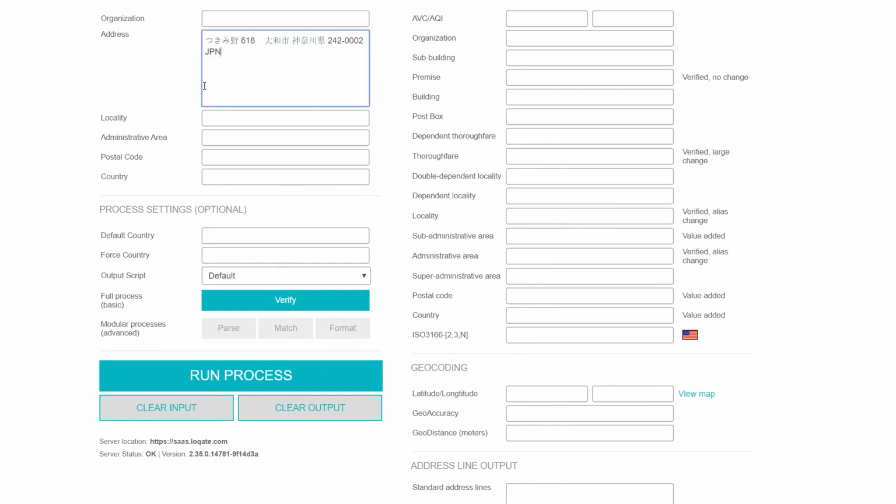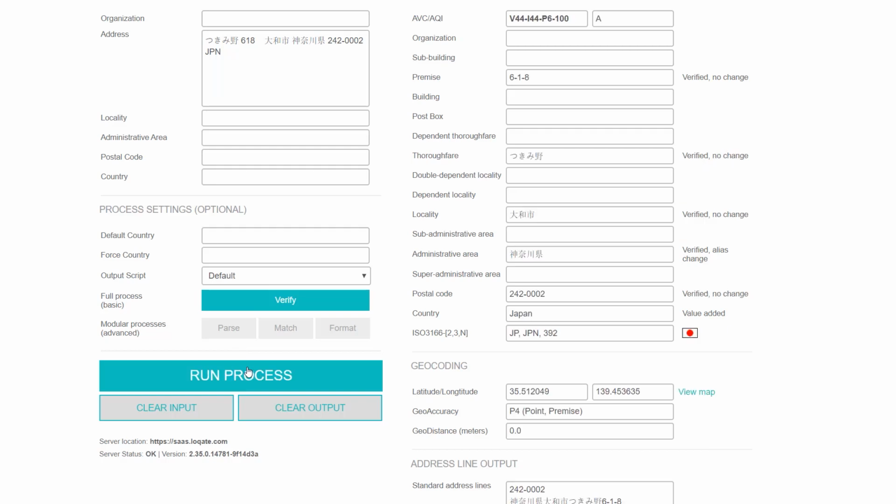This example is going to be from Japan. So you'll notice that the input is all one line in Japanese characters, and Locate Verify engine will be able to handle that just as easily as it was a US address. And you can see the output here is very good. This is a V4 verified to a premise level with a match score of 100. Notice that the hyphens were put in between the 6, the 1, and the 8. That's because that's the way the Japanese mailing system would like it to be done.